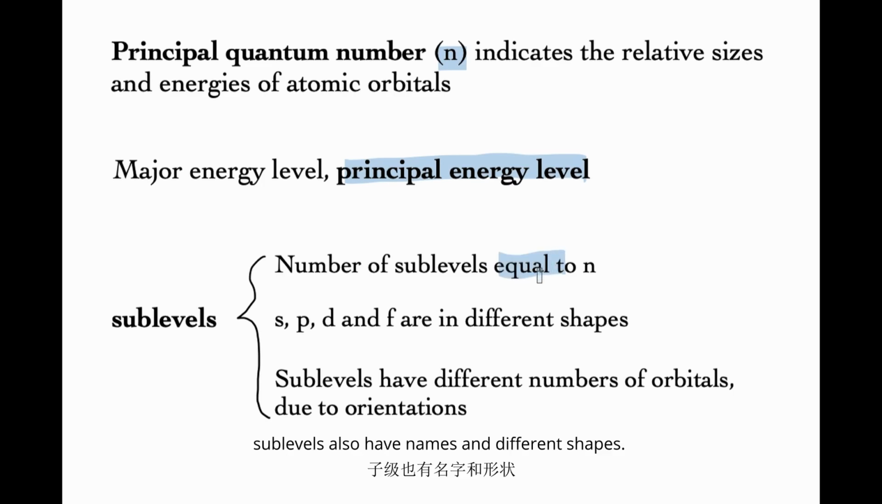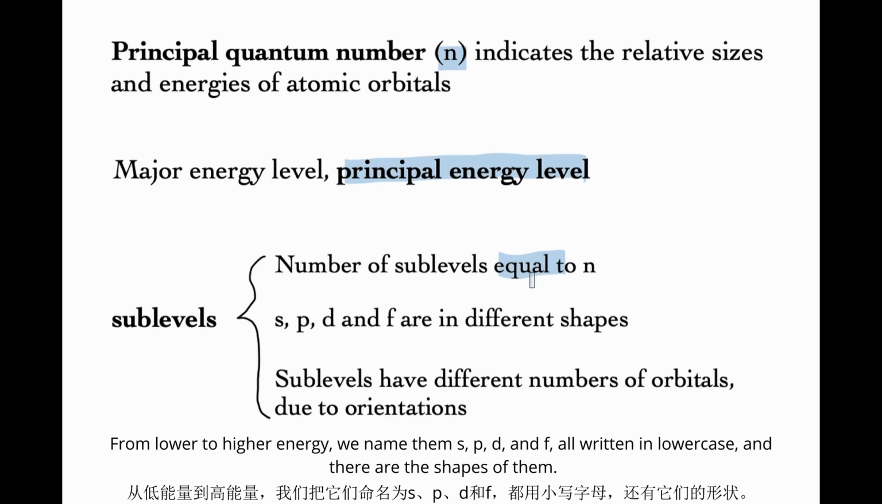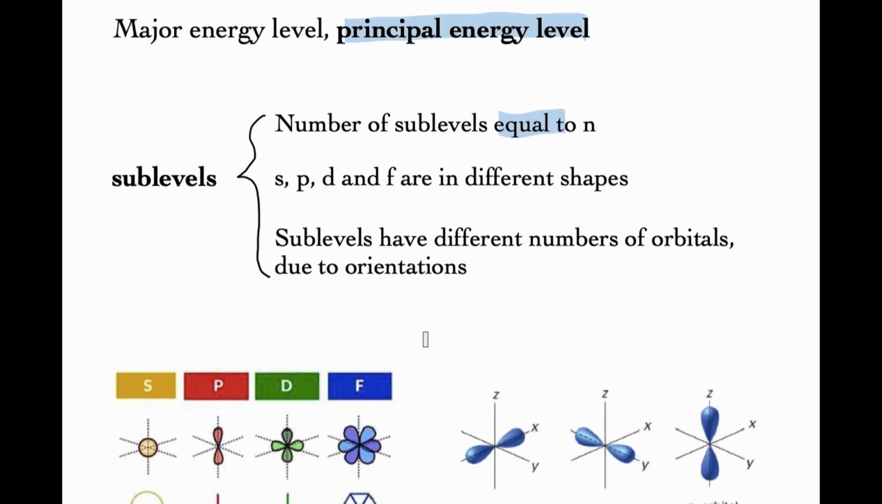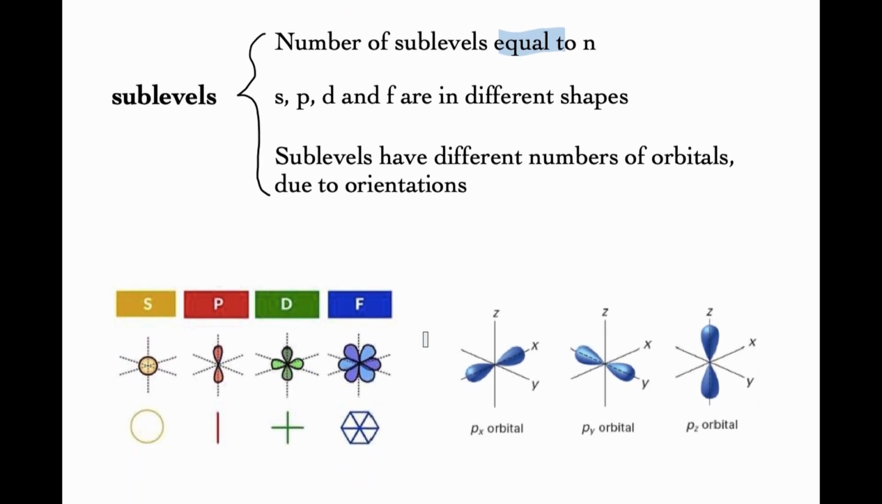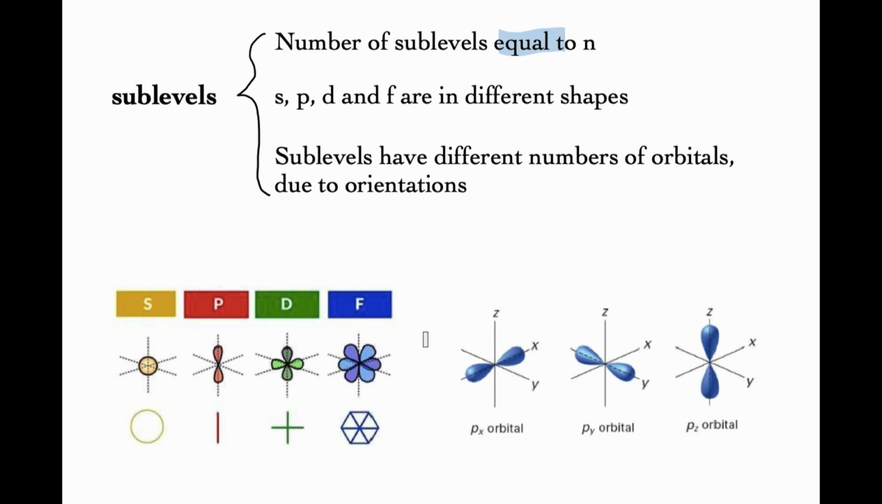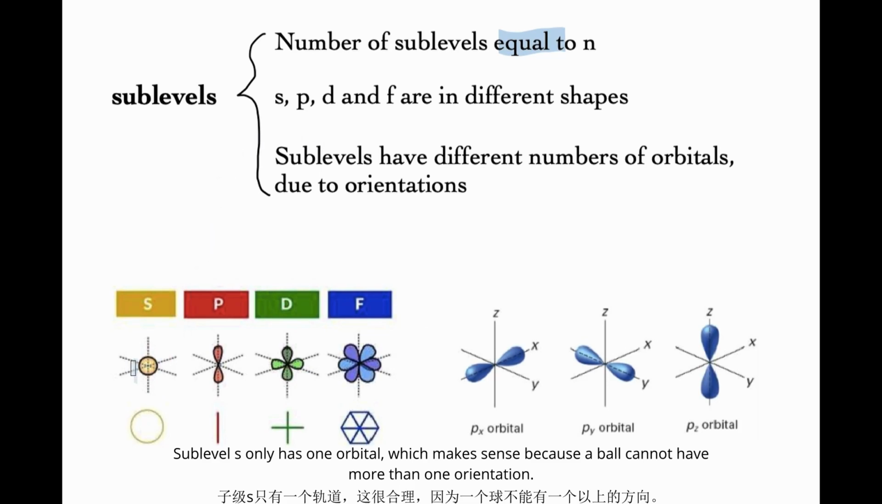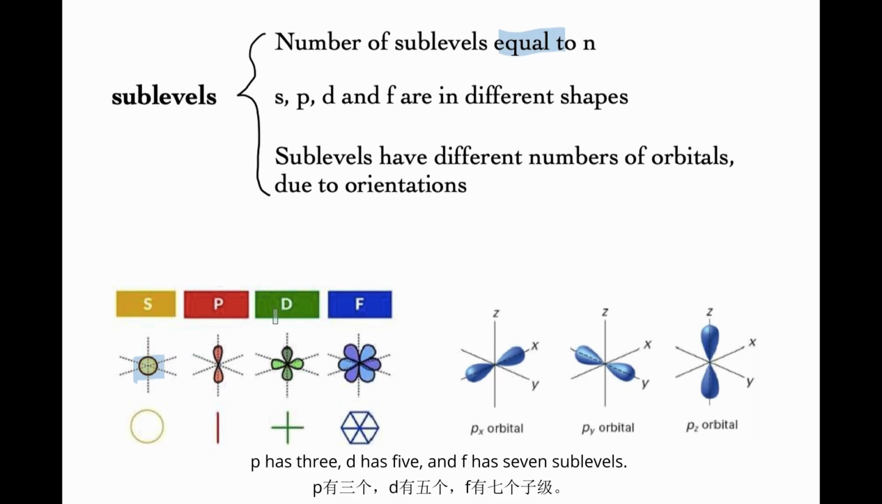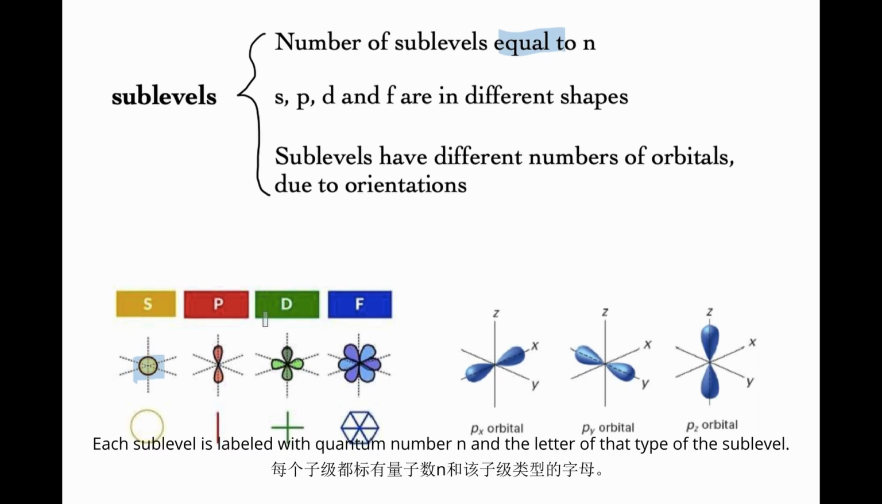Sublevels also have names and different shapes. From lower to higher energy, we name them s, p, d, and f, all written in lowercase, and these are the shapes of them. Now you might ask, where's the orbital? Well, sublevels have various numbers of orbitals, and they have different orientations. Sublevel s only has one orbital, which makes sense because a ball cannot have more than one orientation. p has 3, d has 5, and f has 7 orbitals. Each sublevel is labeled with the quantum number n and the letter of the type of sublevel.